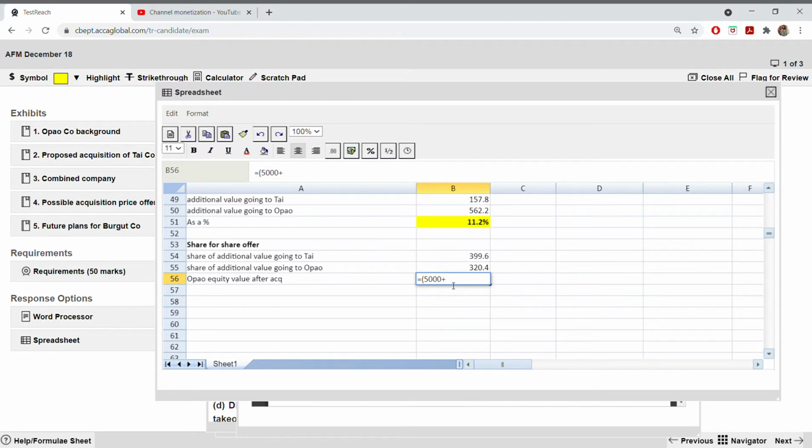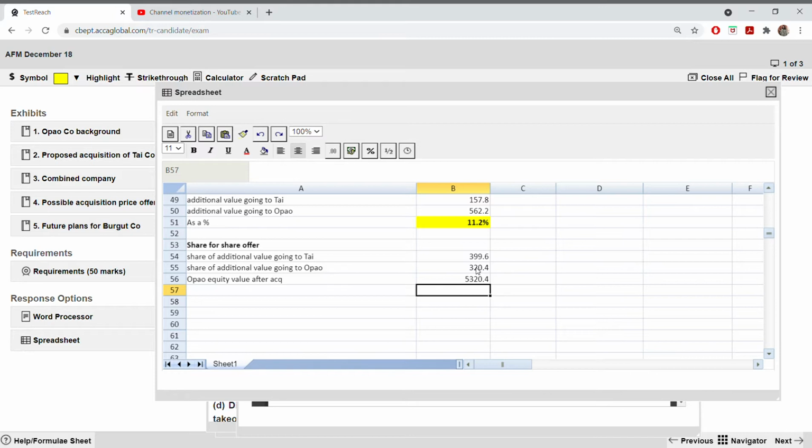What is it? Just add this. Sorry, not that, this one. It is the share of additional value going to Oppo. Because we know this much of the share is going to Oppo. We just found the amount from the additional value, how much is going to Oppo. So you have to add this to the equity value. Remember they didn't tell you how many shares you are giving, two shares for one or one for two. Here they just told it in terms of percentage: 55.5% of shares for Thai and 45.5% for Oppo. That's why we are adding that 320.4 to 5000. So this is the value.